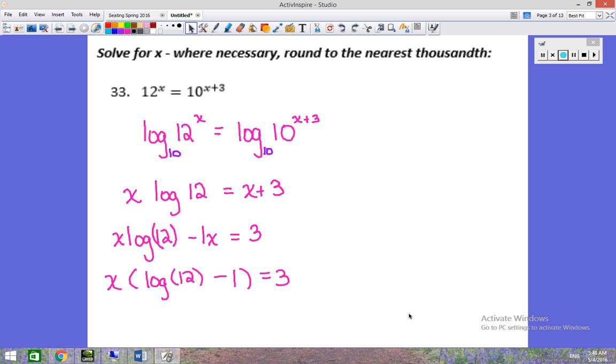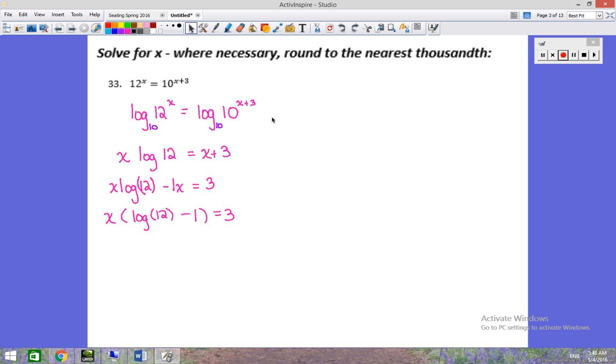We almost have x by itself. We're almost finished with this problem. On the left-hand side, we have two factors. Factors are separated by multiplication or division. So we have x times this. We want to get the x by itself.